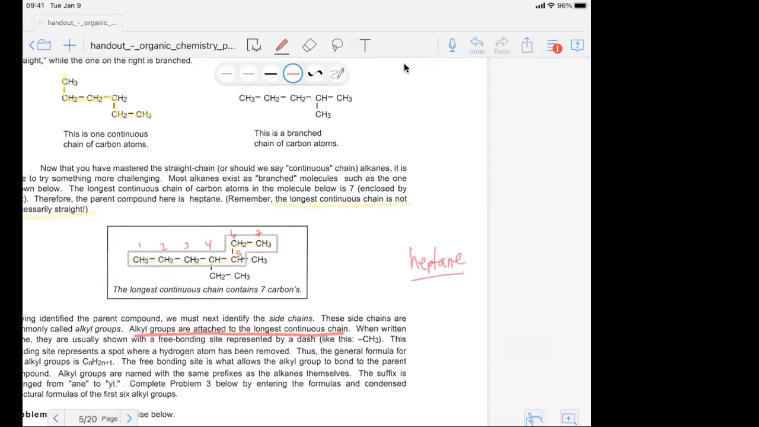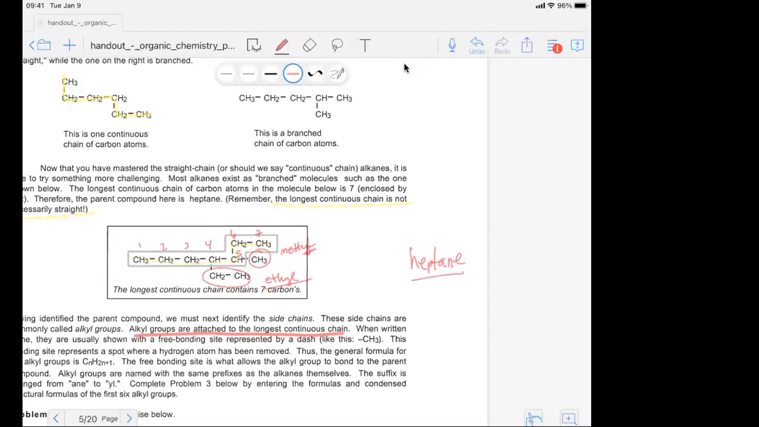Then you're going to identify the alkyl groups. You're going to put the names of the alkyl groups in front of the parent name heptane, but you're going to put them in alphabetical order. So again, we've got one alkyl group or one branch that has one carbon. One carbon, the prefix is meth. And because it's a branch, the ending is yl. So CH3 as a branch is called methyl. And the other one here that contains 2 carbon atoms is ethyl.